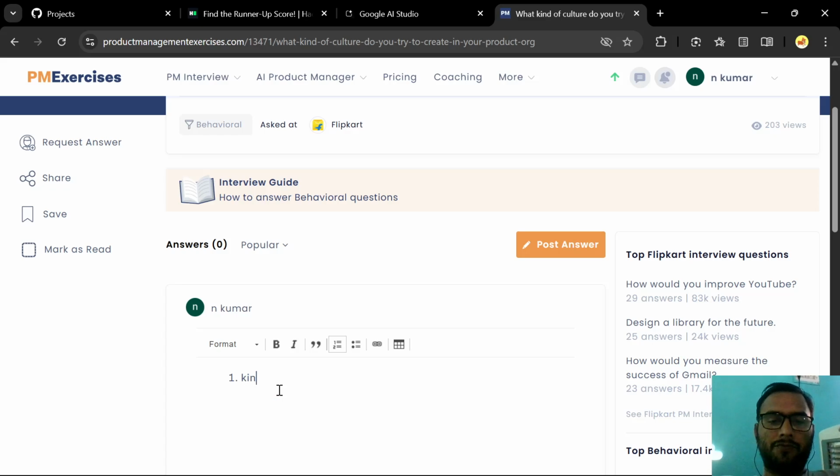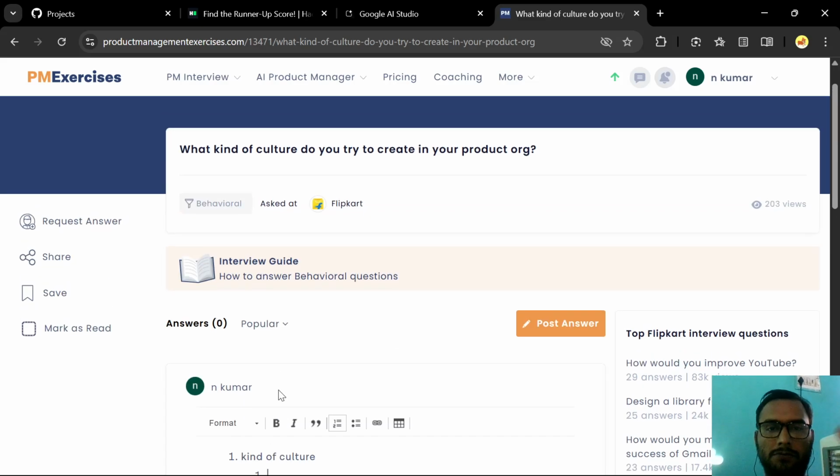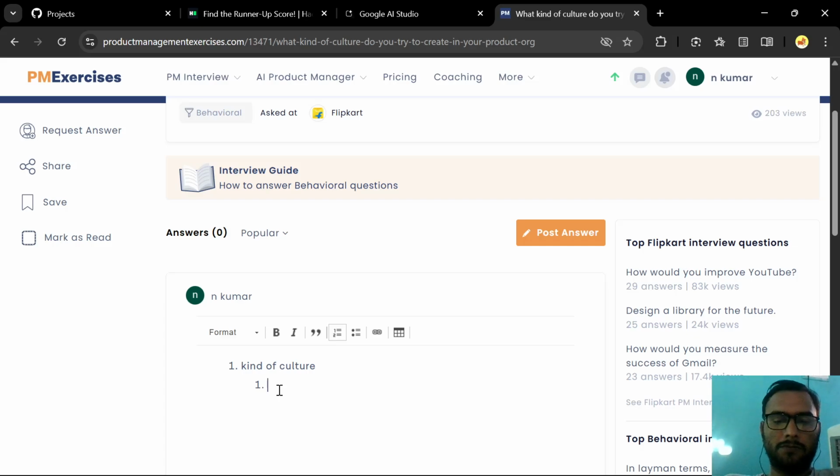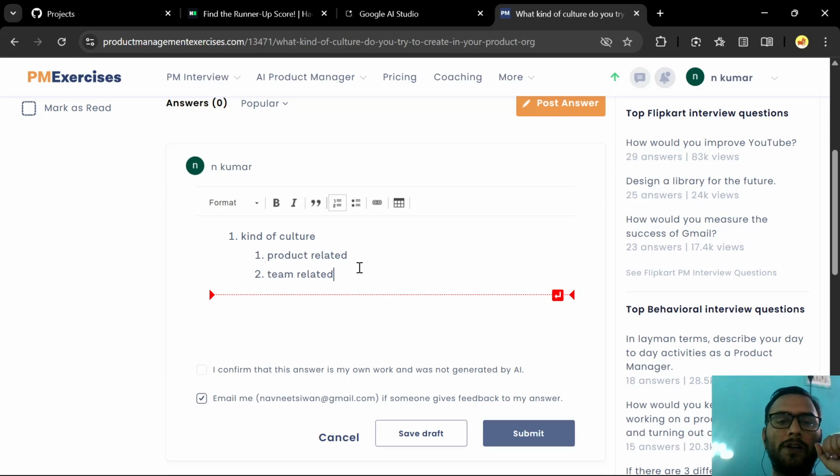So, kind of culture. I'm just writing it down, but I will divide this into two buckets. First one is the product related, and second one is the team related. Now, what is product related and what is team related?